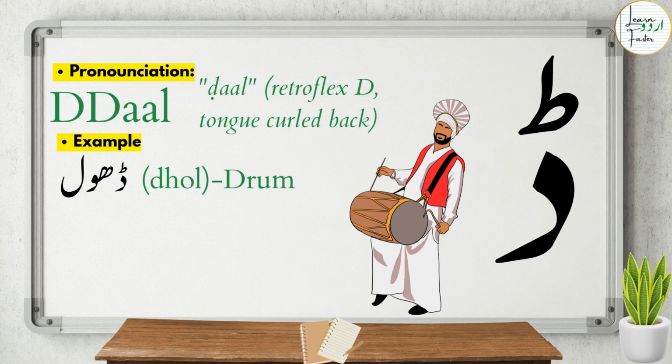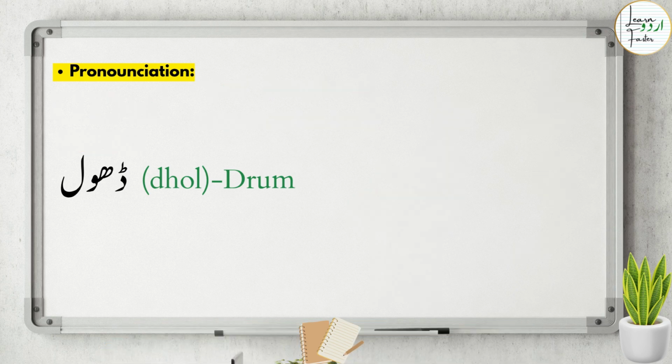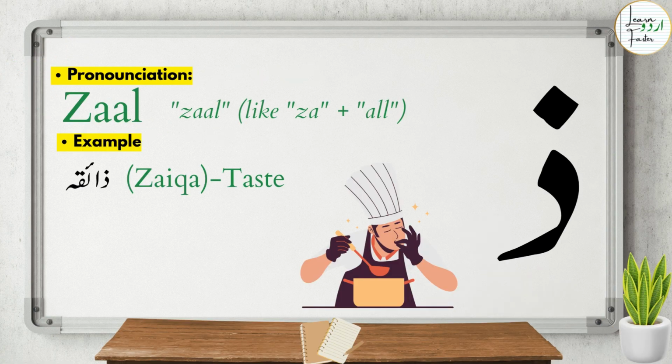The next alphabet is Dal. Repeat after me. Dal. It reflects a D with the tongue curled back. And you see on this alphabet the same sign that we previously saw on the alphabet Te. Remember? Yes, this is the Tika sign, and I'm sure you know what it represents, a bold retroflex sound made by curling back your tongue. So this is Dal. The word example here is dol, drum.